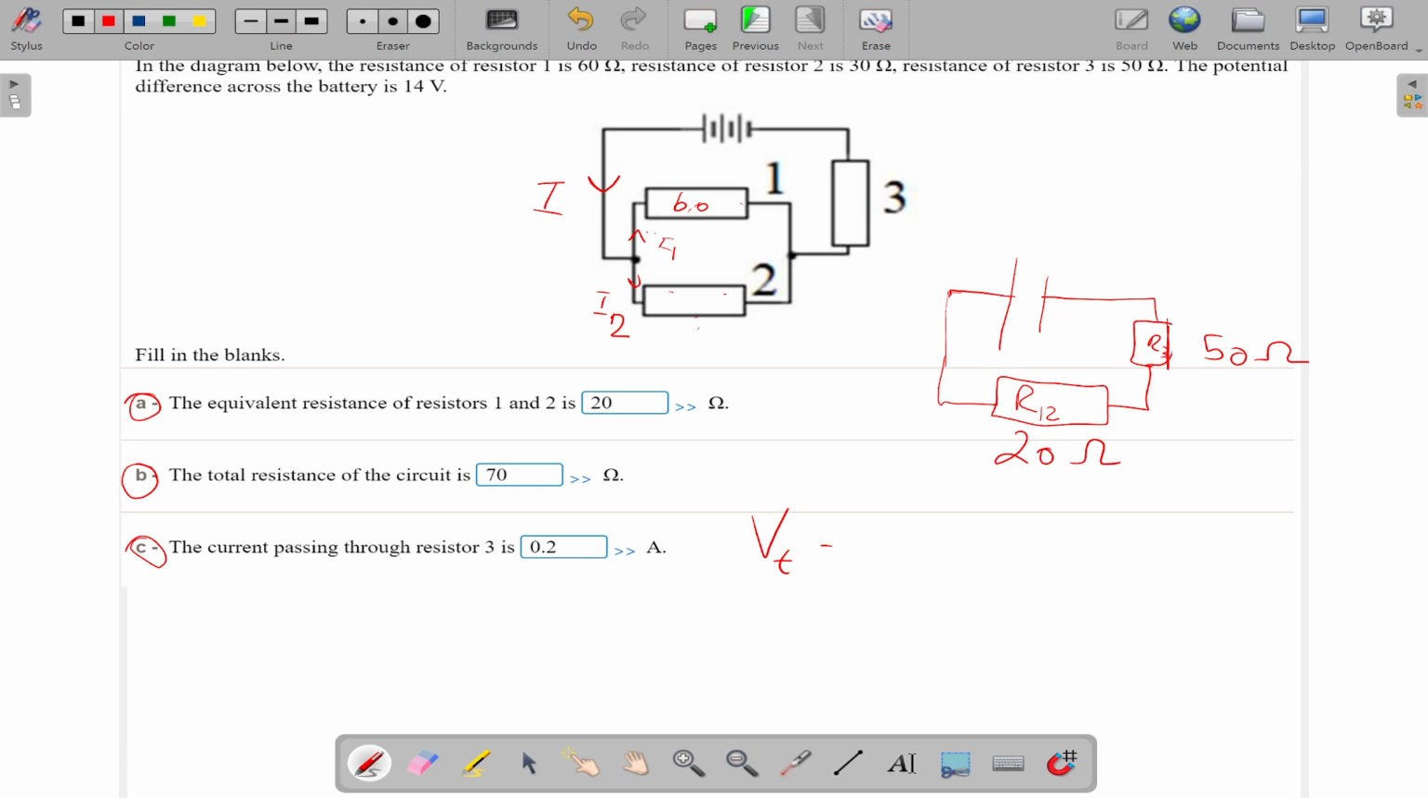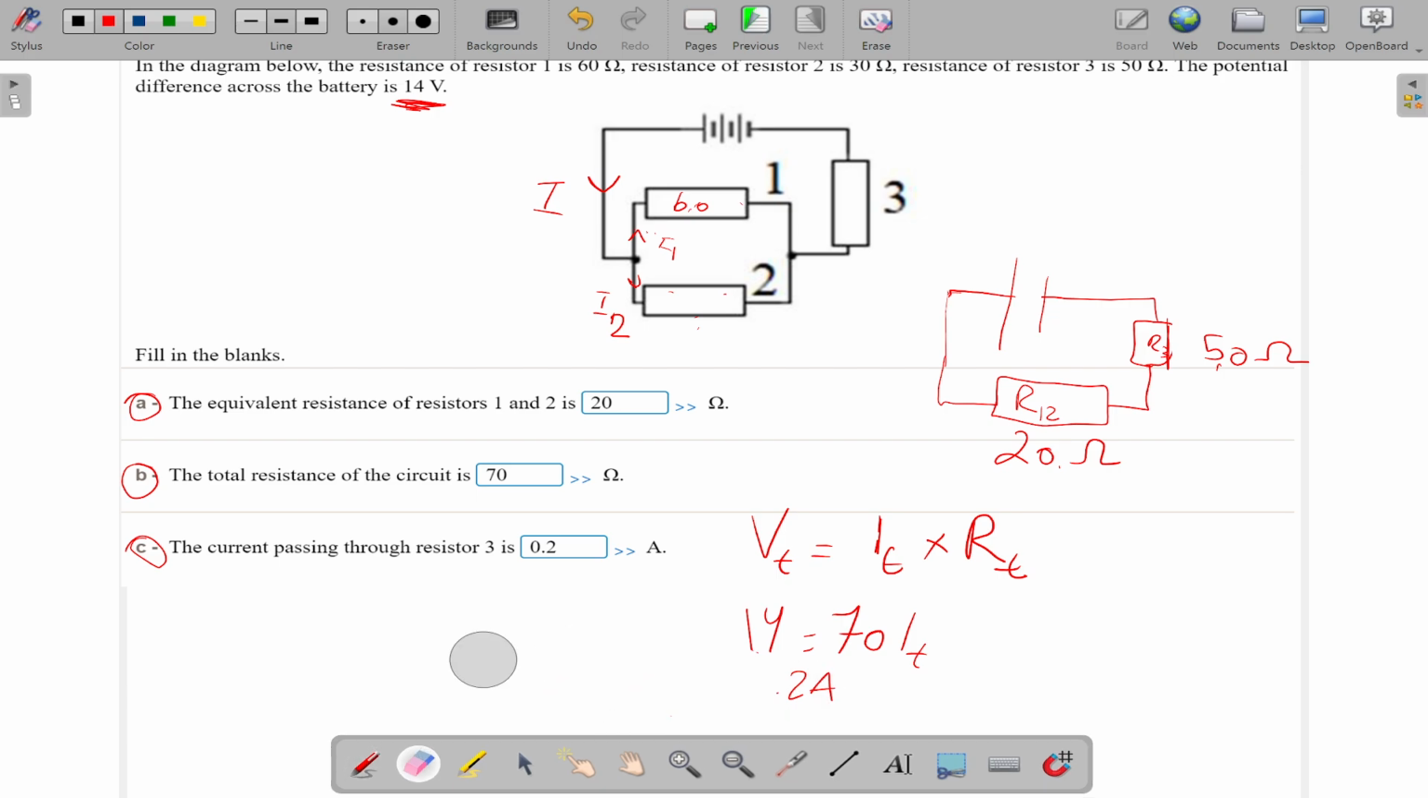Now, Vt is equal to It times Rt. Okay, so the total voltage is 14 because it's given up here, 14 volts. 14 times It, we don't know it, and 50 plus 20, 70 times It. So It, which means I total, by the way, is 14 over 70, which gives me 0.2 amperes. And that's part C done.